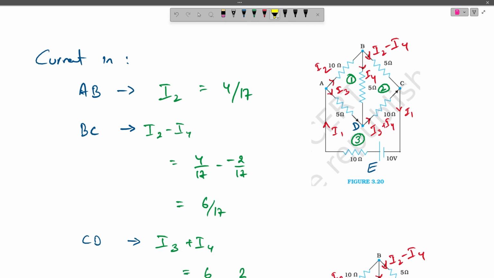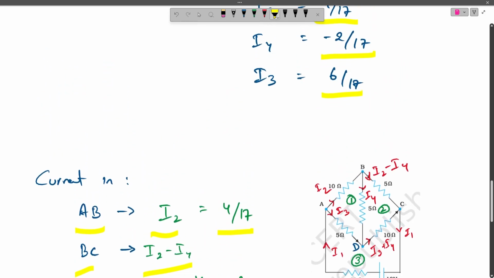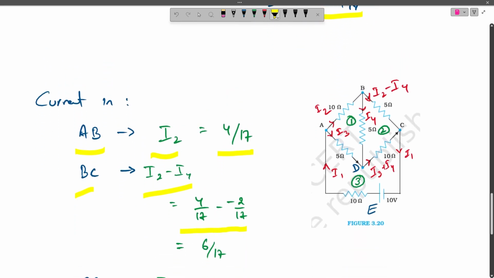So the current in branch AB would be equal to I2, that is 4 by 17. The current in branch BC would be equal to I2 minus I4, that will give us 4 by 17 minus 2 by 17. So the current in branch BD, that is I4, is minus 2 by 17. We have got a minus sign in the current, which implies that our assumed direction is opposite to the actual direction of the current. So if we assumed that I4 is flowing from B to D, then the actual current would be flowing from D to B, and that's why the minus sign is there.